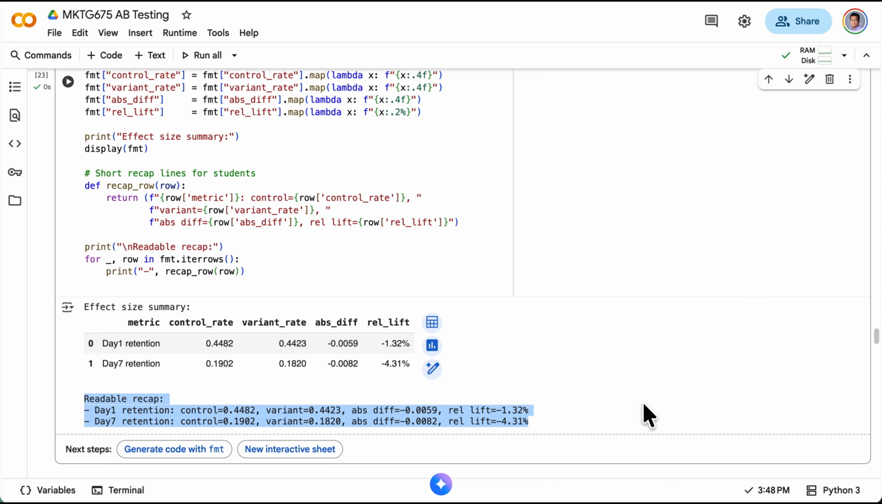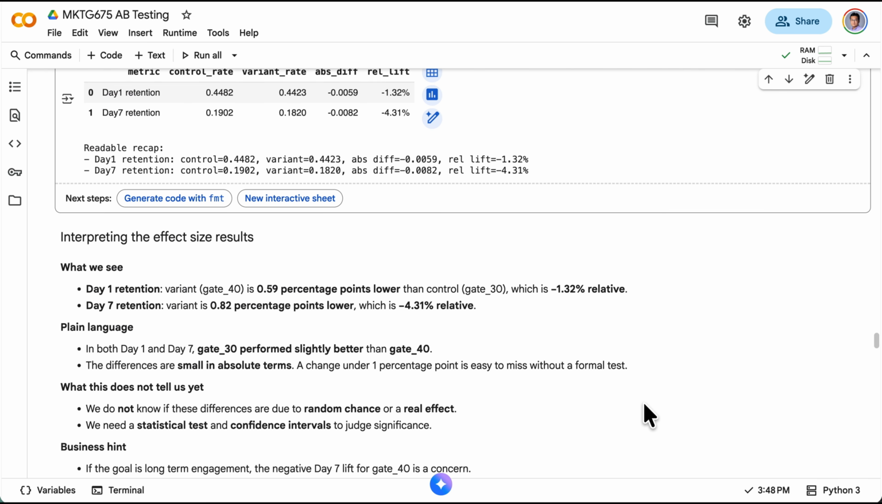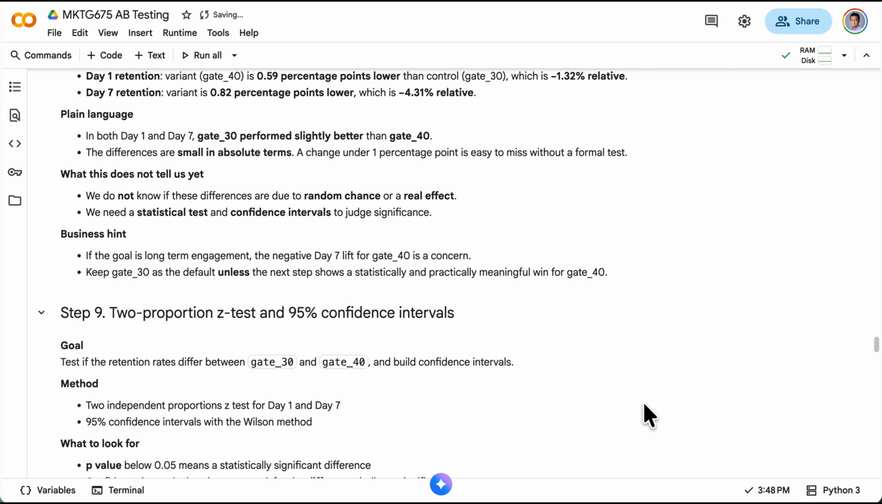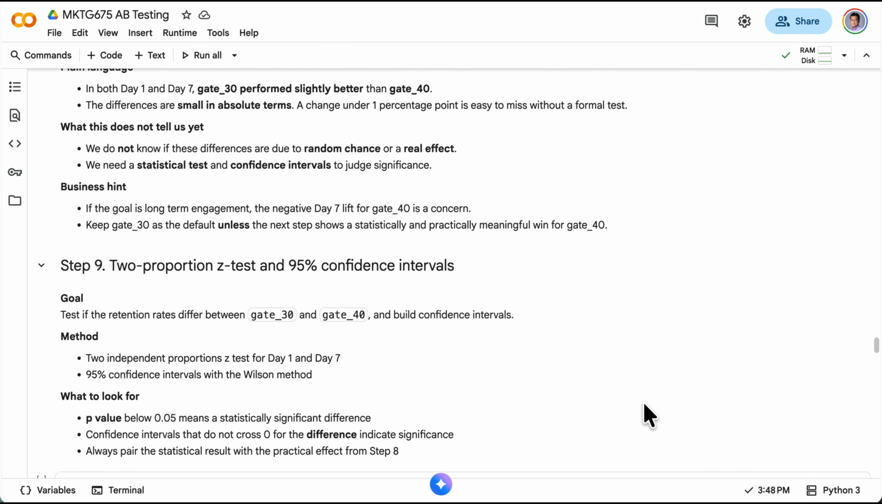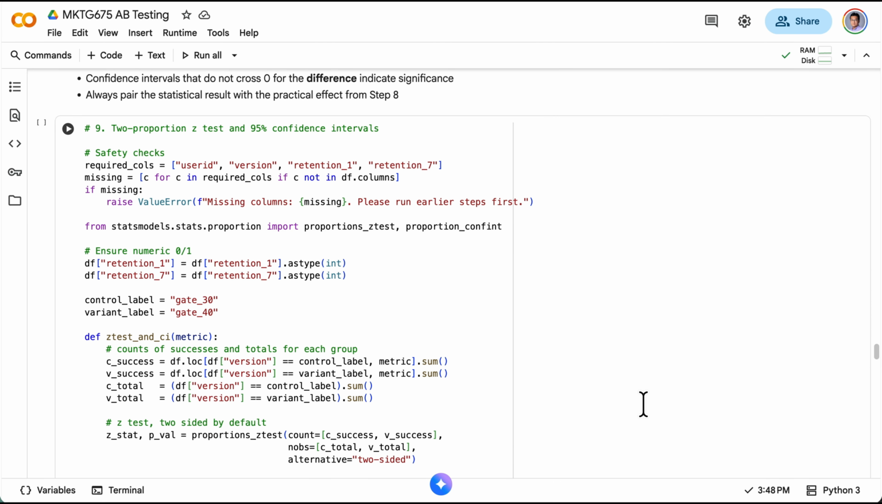In the next step, we combine these effect sizes with a z-test and 95% confidence intervals to decide whether the day 7 gap is both statistically meaningful and practically important. This is our last stop before the statistical test. Up to here, we verified data quality, locked the rules, checked power and MDE, computed group rates, and summarized effect sizes. Now we run the formal statistical test for our A and B groups.